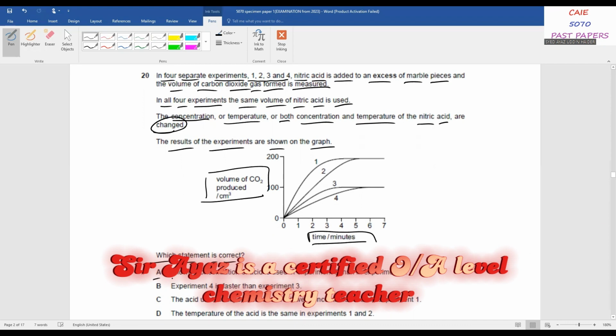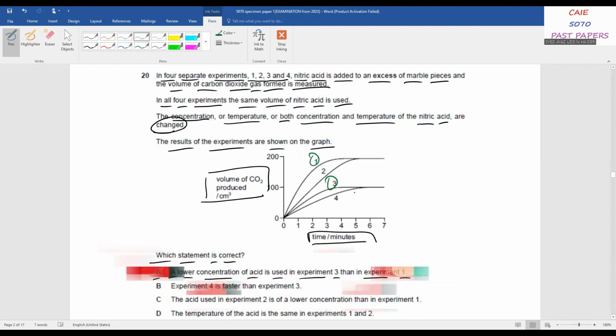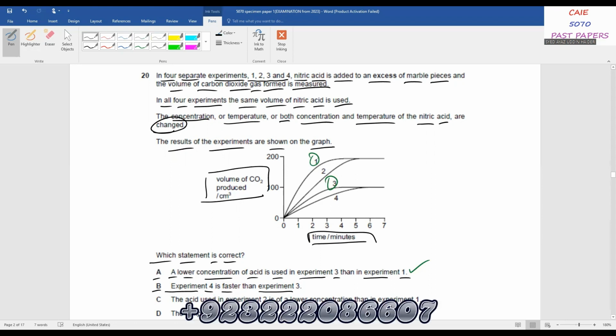I'm reading the statements. A, a lower concentration of acid is used in experiment 3 than in experiment 1. Let's compare 1 with 3. They are saying lower concentration of acid is used in 3 than in 1. This looks correct. Because if you look at the position of 1 and 3, there's a difference in the concentration of acid. So this looks correct. Now let's check the other statements. B, experiment 4 is faster than experiment 3. Let's compare 4 and 3. Experiment 3 should be faster as compared to 4. So this is wrong.